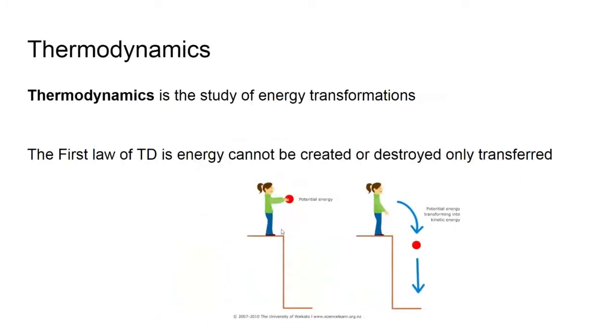So thermodynamics is the study of energy transformations, and we're going to be talking about the two laws of it. The first law of thermodynamics is that energy cannot be created or destroyed, only transferred. An example of this is the girl. As we go back to the picture, potential energy is becoming kinetic energy when she drops the ball. Energy is not being destroyed and then put into a new thing. Rather, it's just transferring.